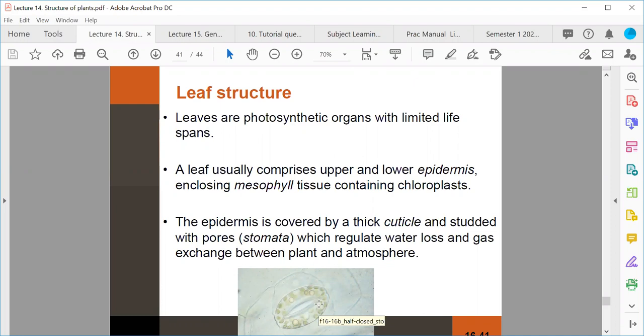Most epidermal cells do not photosynthesize. They lack chloroplasts. That's not their primary function. But guard cells that surround stomatal pores actually do photosynthesize. But the primary function of these guard cells is to regulate the size of the pore. They function to completely close the pore or completely open the pore, and anywhere in between, depending on environmental conditions.